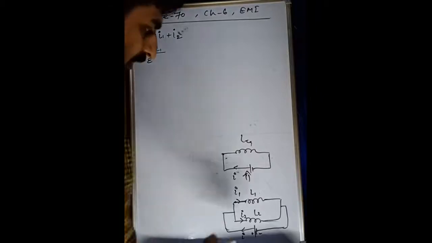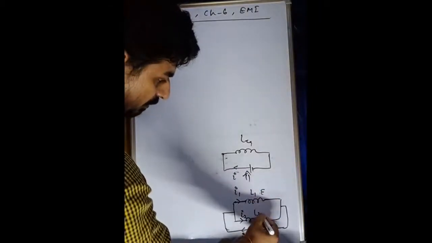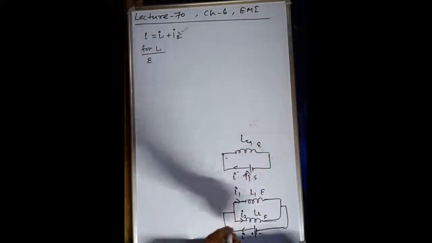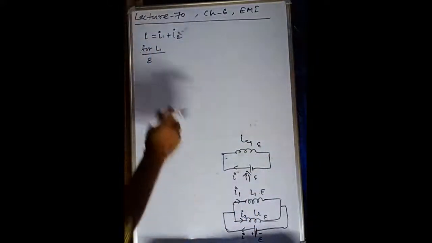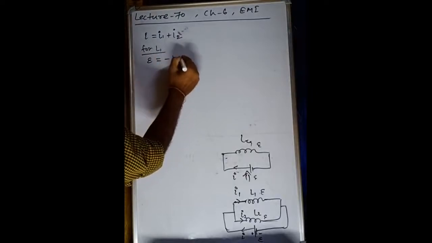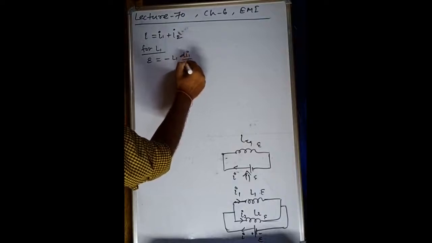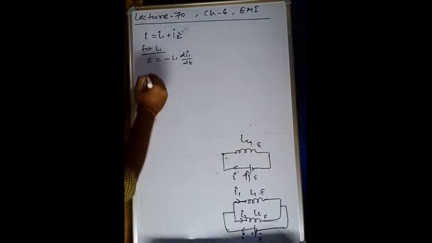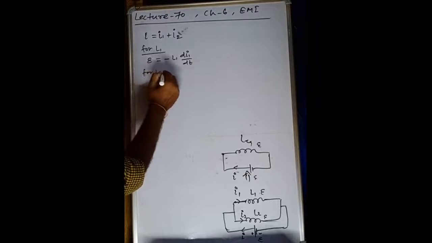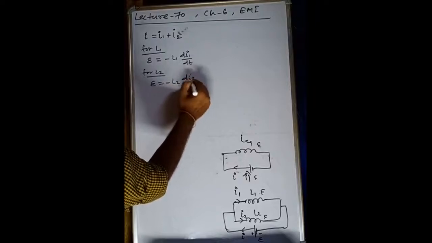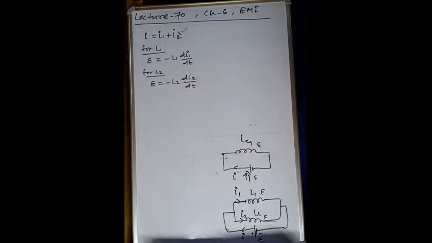E1, here the EMF remains same in parallel. So this is the EMF. For L1, E will be minus L1 di1 by dt. Time remains same for both the inductors. For L2, it will be E equals to minus L2 di2 by dt.